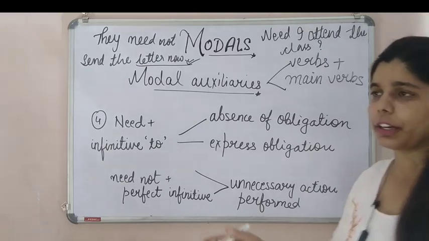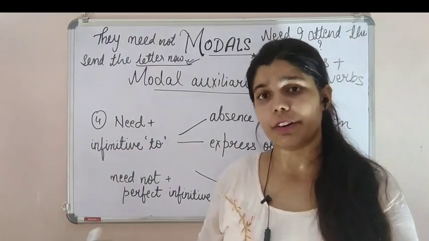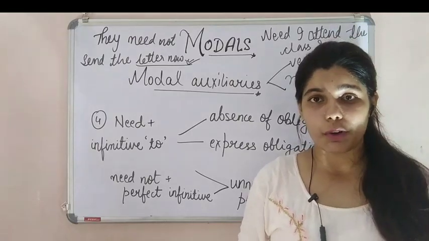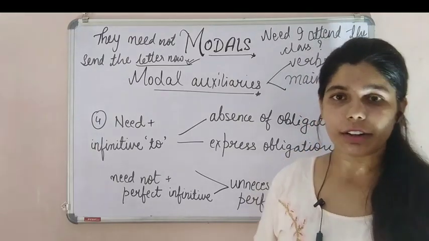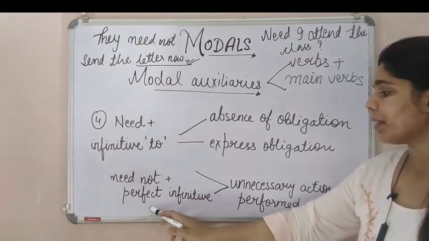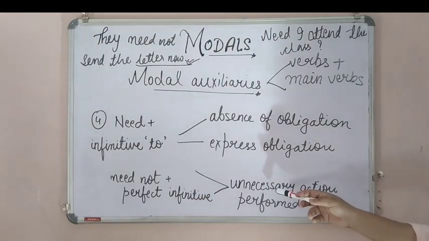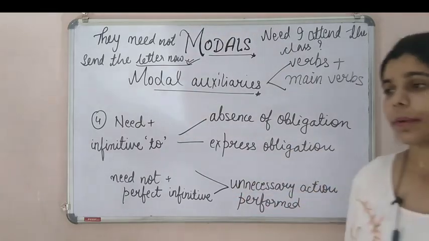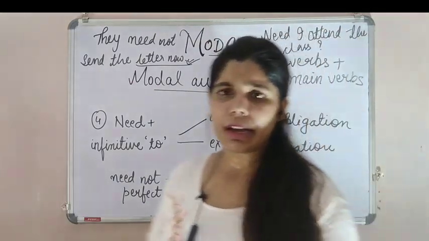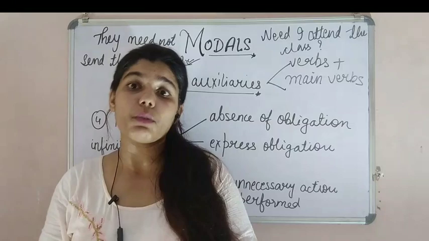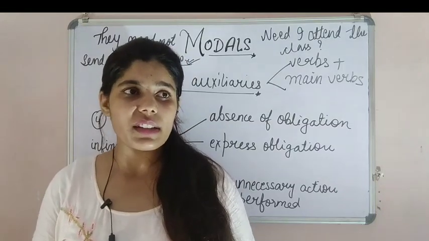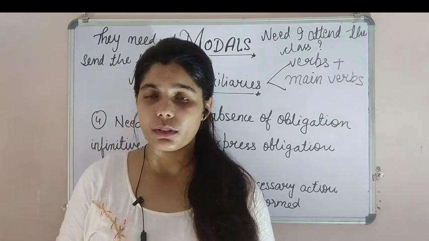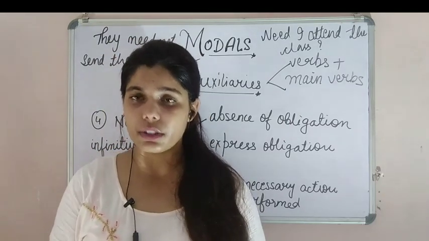Perfect infinitive is where we will be having have plus the third form of the verb. Obviously, we have studied in tense also that along with have it always carries the third form of the verb. So need not plus the perfect infinitive shows any unnecessary action that was performed. If we talk of any action which was performed and it was of no use, suppose that I say that you need not go to visit the doctor today.